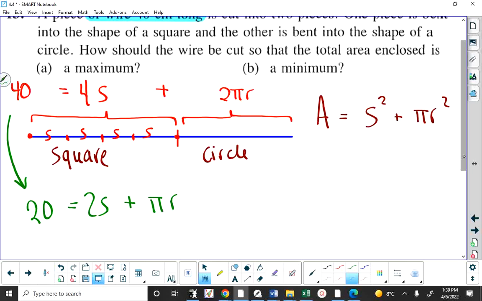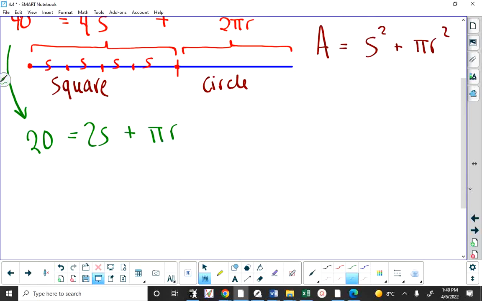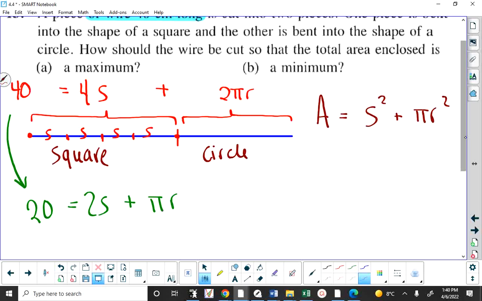And from a standpoint of substituting into our area function, what we get for s or what we get for r doesn't matter, because one has r squared and one has s squared. So I am deciding to rearrange for s. There's a reason why. If I rearrange this for s, I'm not going to have pi in the denominator. It's not a big deal if I did, but I don't want pi in the denominator. And when I substitute s in, I'm just going to square it. I'm not going to have to worry about multiplying by pi.